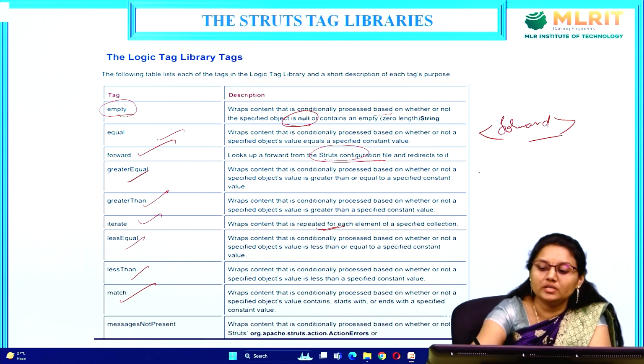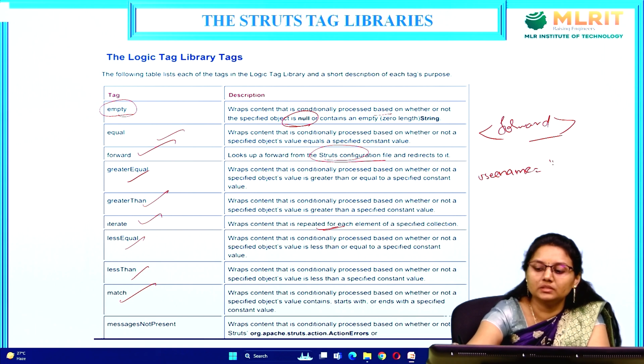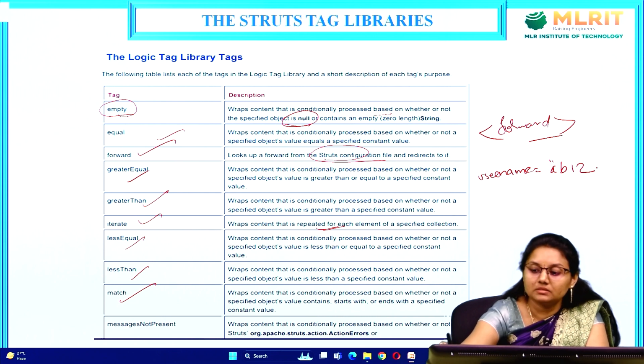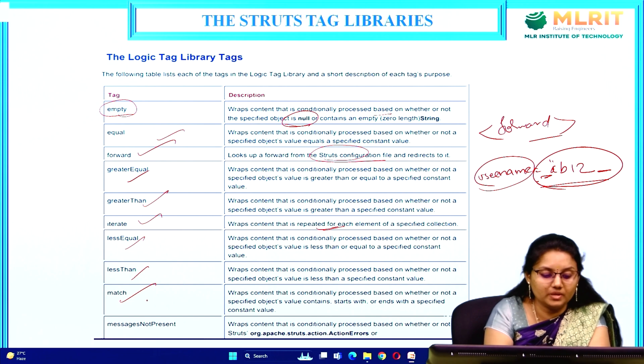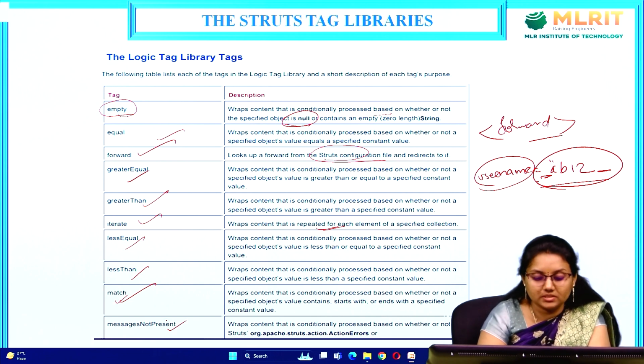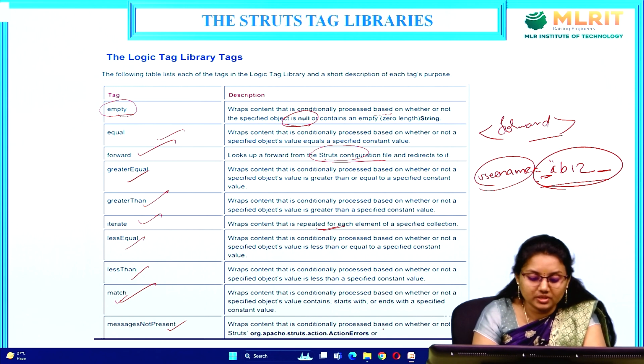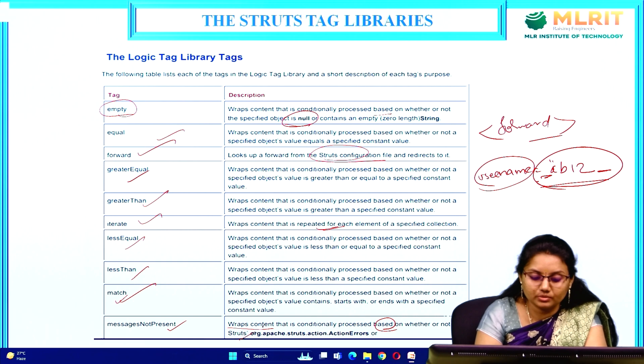Say I wanted to give a username, and that username is with 2 alphabets, 2 characters and 1 underscore. Okay, 2 underscores. Then what happens? This pattern has to be matched with the given username. So that type of thing can be checked using this match. Message not present means it is conditionally processed, which wraps the content that is conditionally processed through Struts.